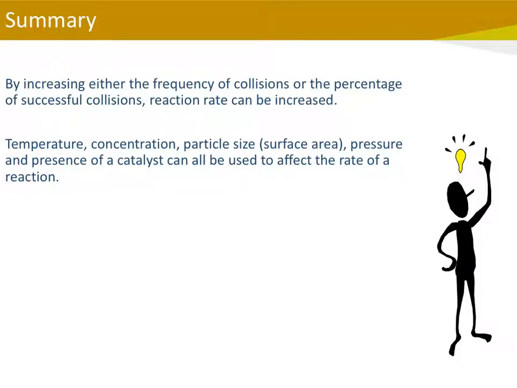As a summary, by increasing either the frequency of collisions or the percentage of successful collisions, or both, reaction rate can be increased. Temperature, concentration, particle size, aka surface area, pressure, and the presence of catalyst can all be used to affect the rate of a reaction. Now, if you want to summarize more, for example, an increase in the temperature increases the rate, and make some statements in that form, that might be helpful for you.